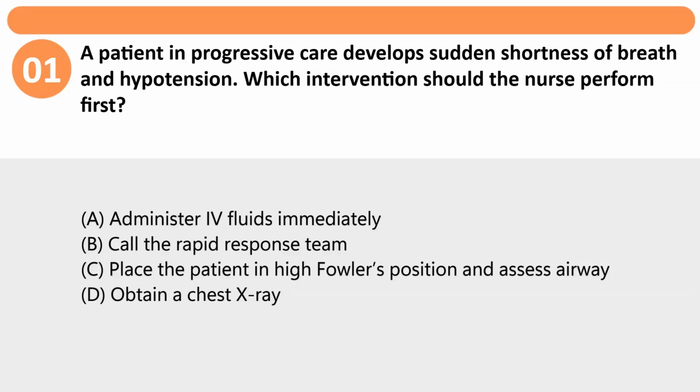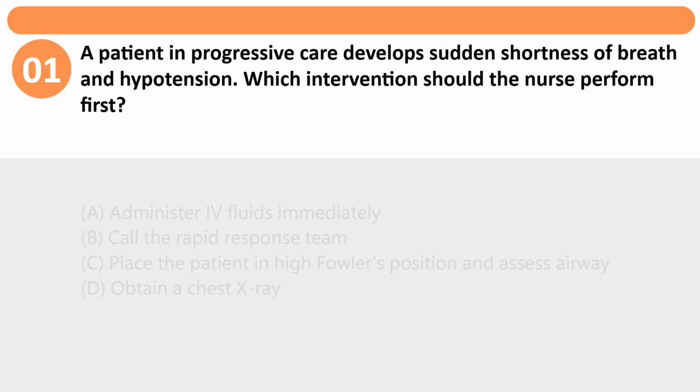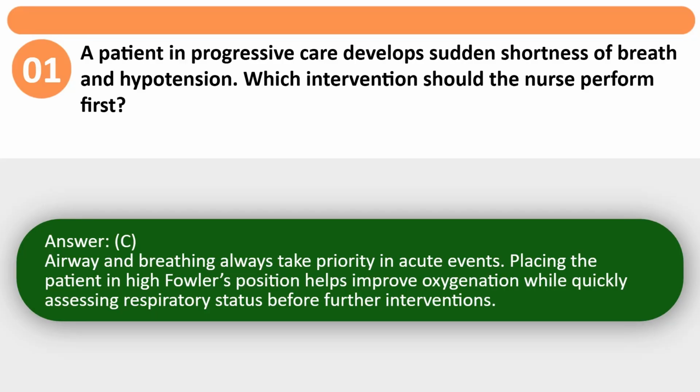C. Place the patient in high Fowler's position and assess airway. D. Obtain a chest X-ray. Answer, C. Airway and breathing always take priority in acute events. Placing the patient in high Fowler's position helps improve oxygenation while quickly assessing respiratory status before further interventions.